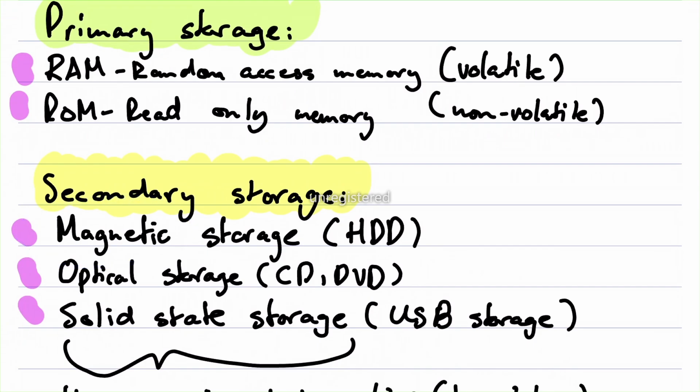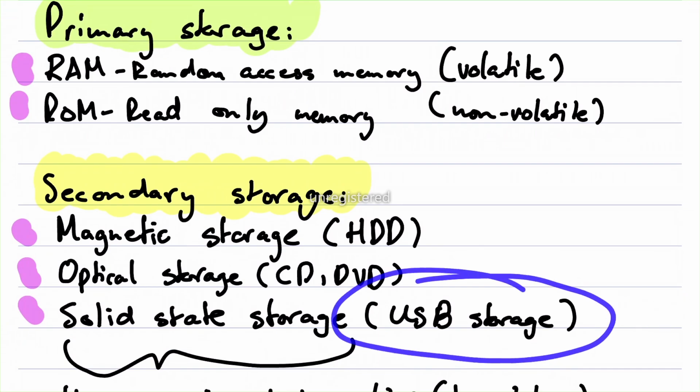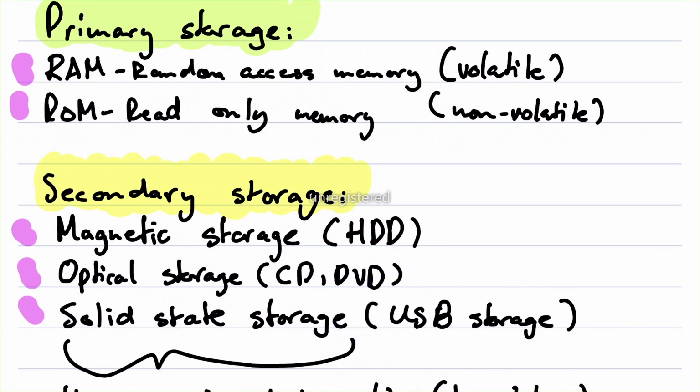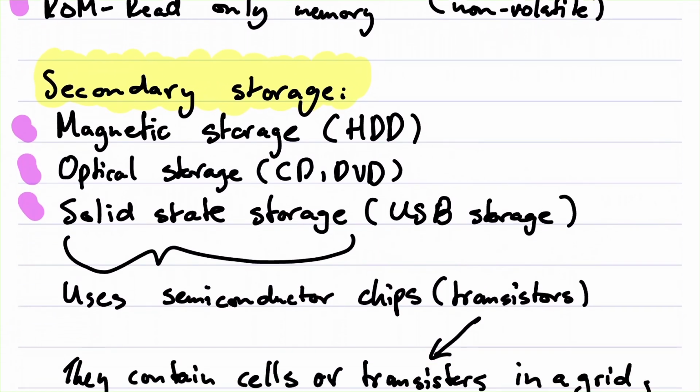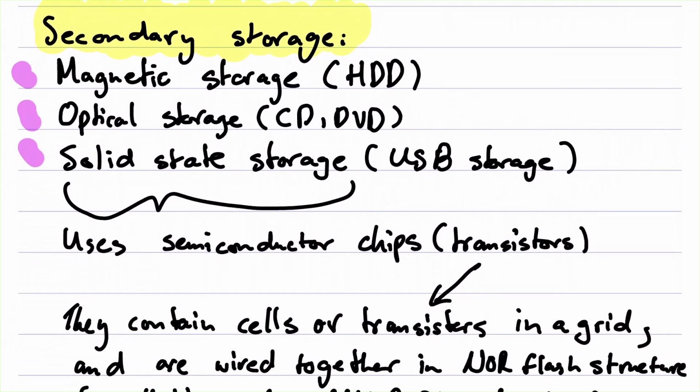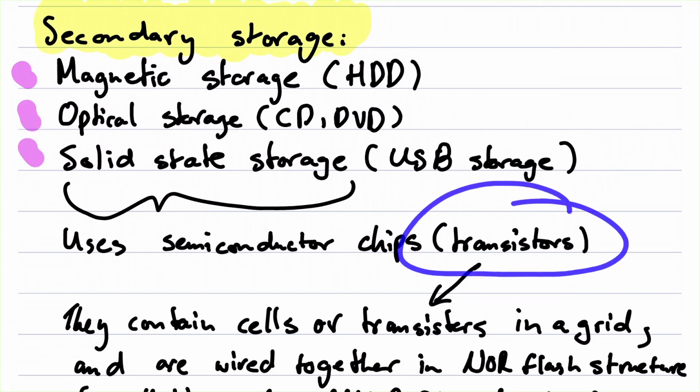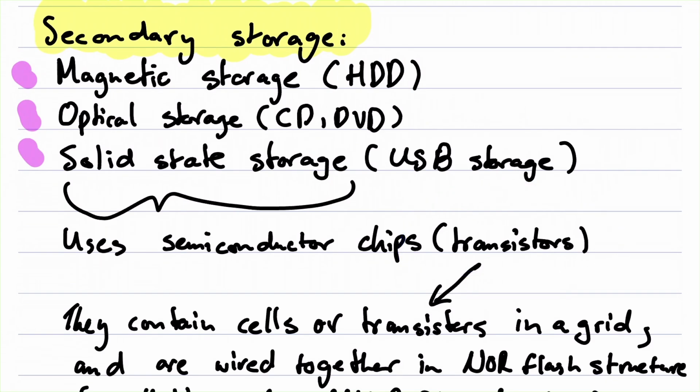Solid state storage, that's another secondary storage. That could be like USB storage or SSDs. If you know solid state drives, it uses the same type of idea as USB storage, like a USB or memory card, etc. So these solid state storages use semiconductor chips we call transistors. Basically a single transistor can switch between a 0 and a 1. You know binary. So each 0 and 1 has a single transistor.